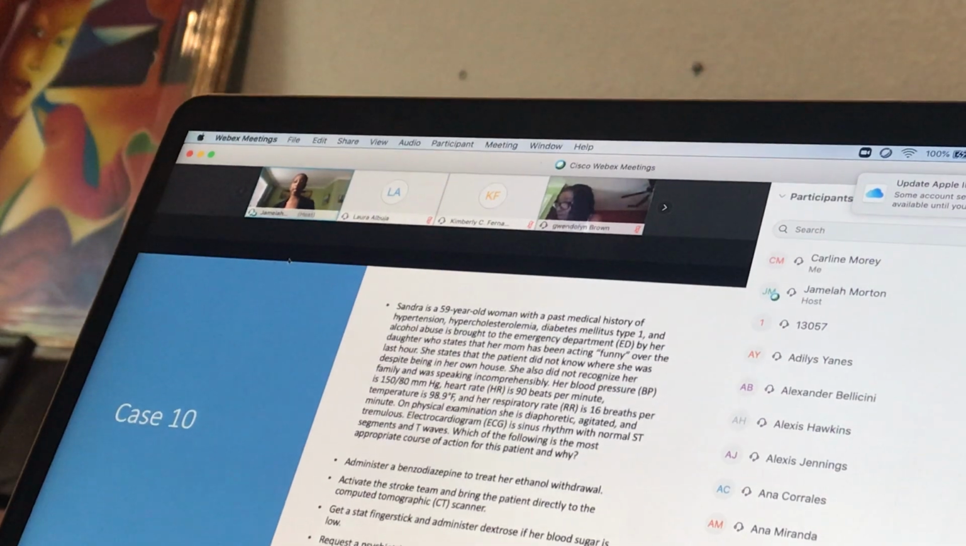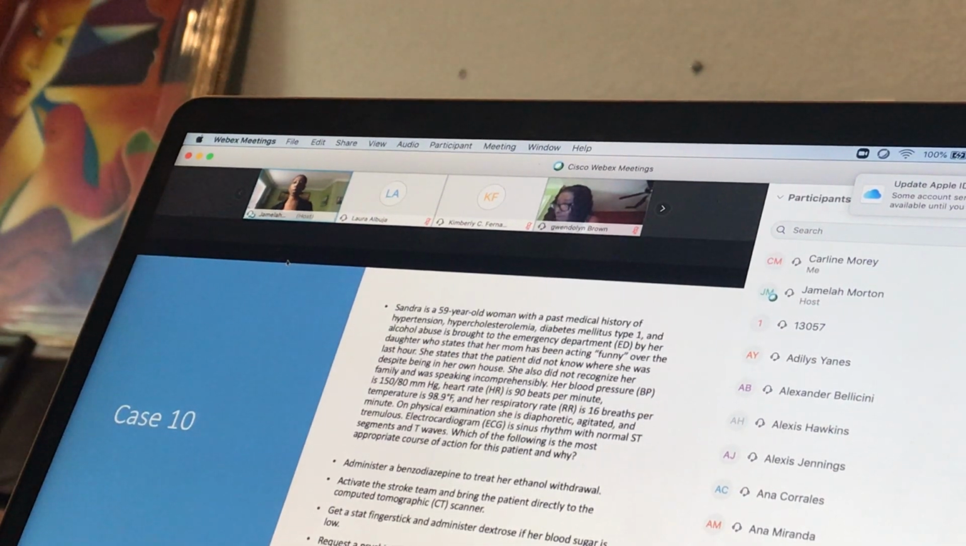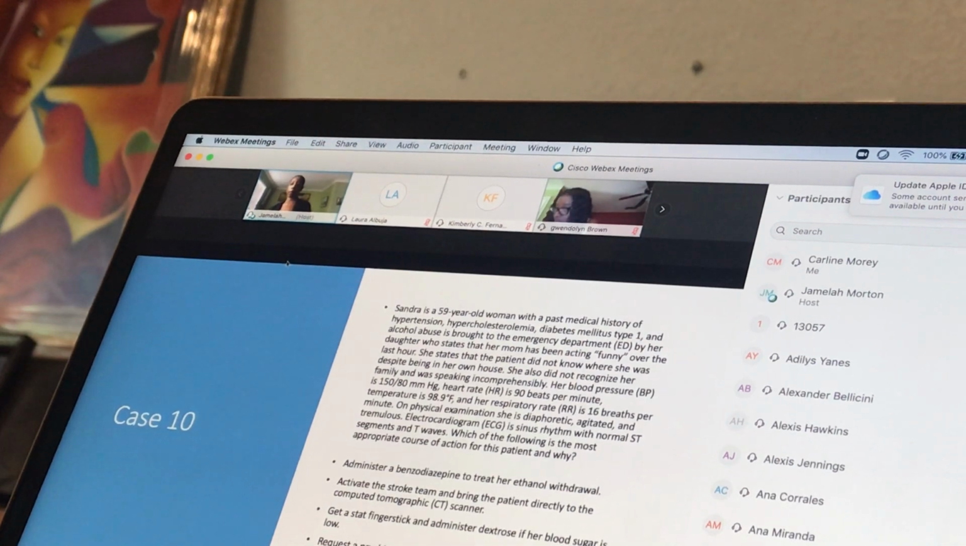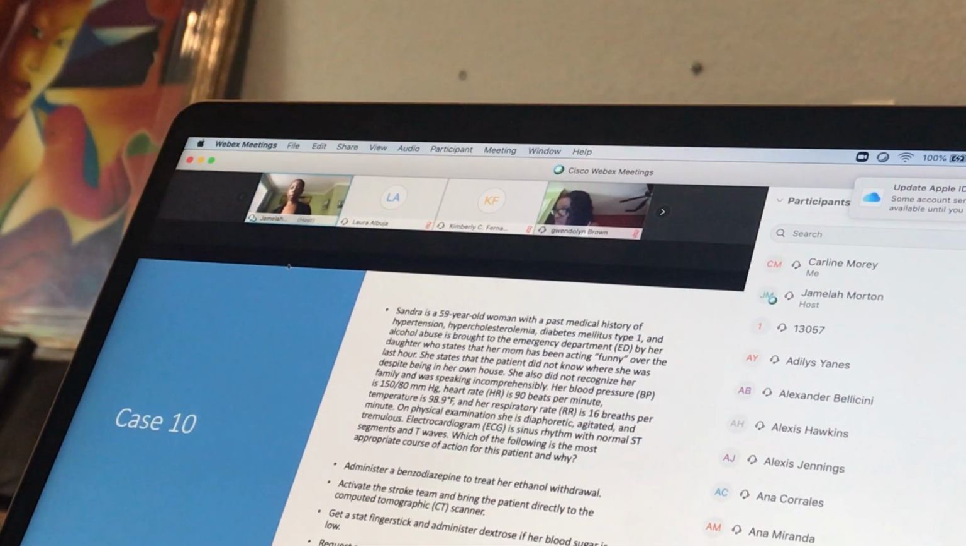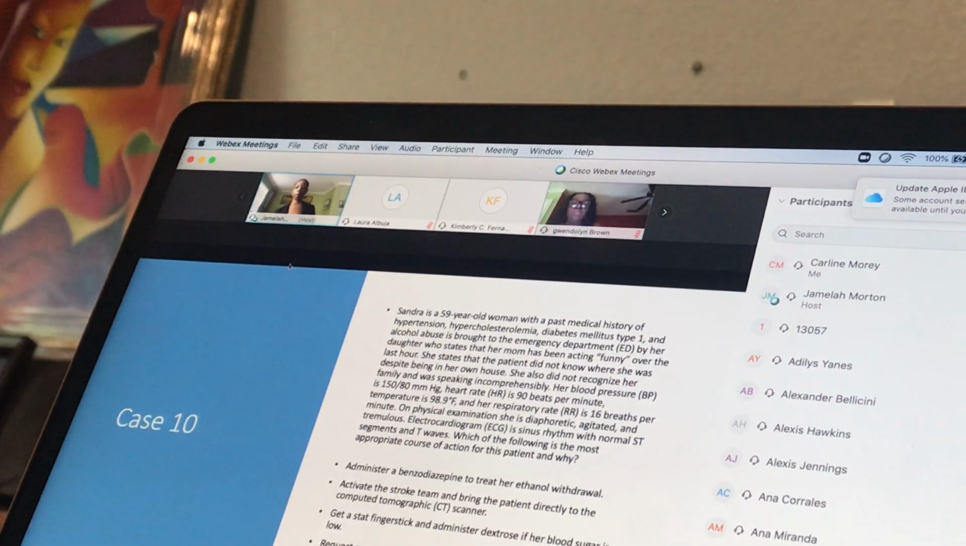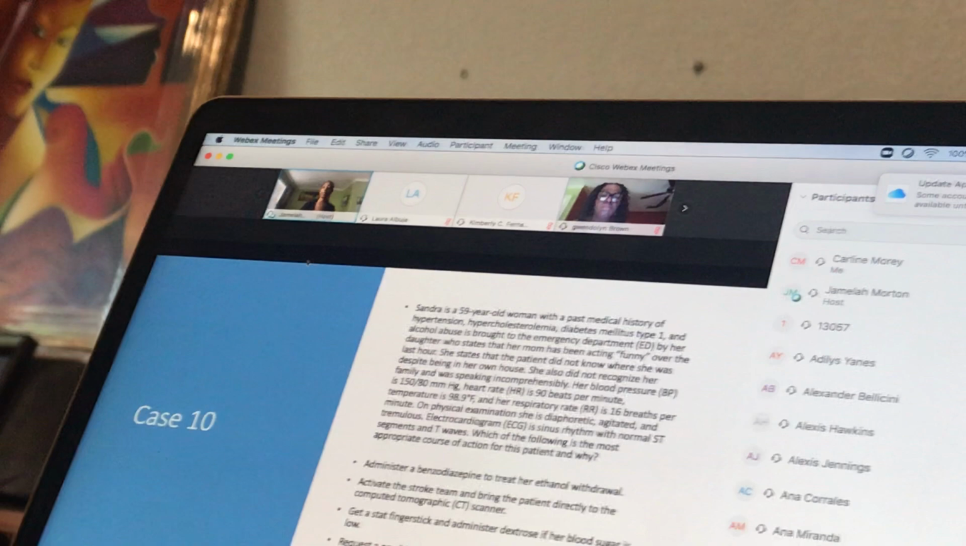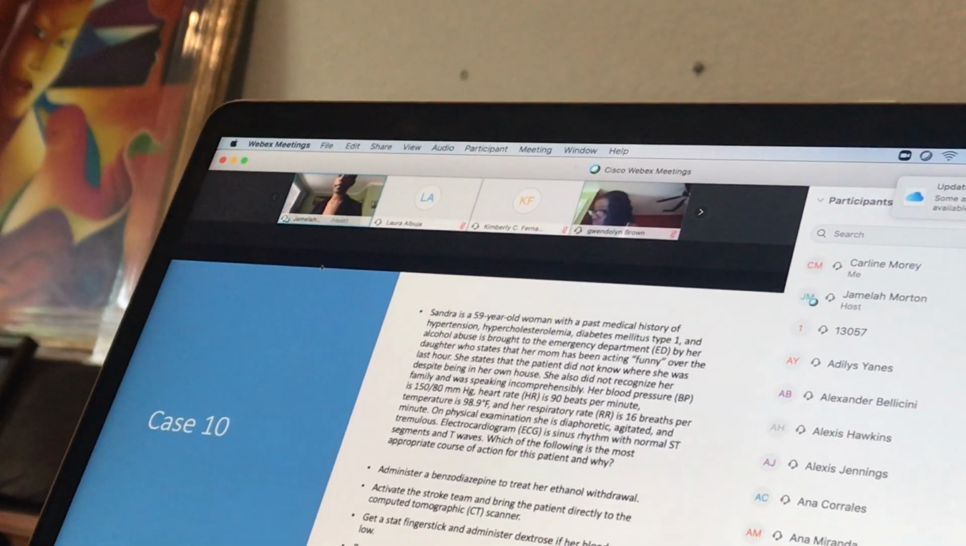Her blood pressure is 150/80. Heart rate is 90 beats per minute. Temperature is 98.9. Her respiratory rate is 16. On physical examination, she is diaphoretic, agitated, tremulous. Electrocardiogram shows sinus rhythm with normal ST segments and T waves. Which of the following is the most appropriate course of action for this patient and why?